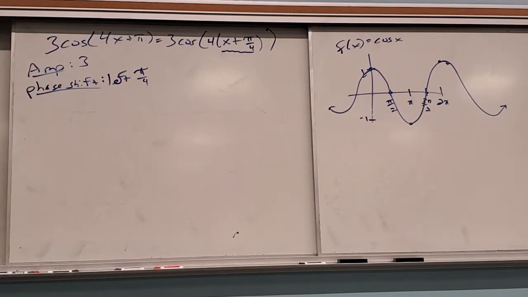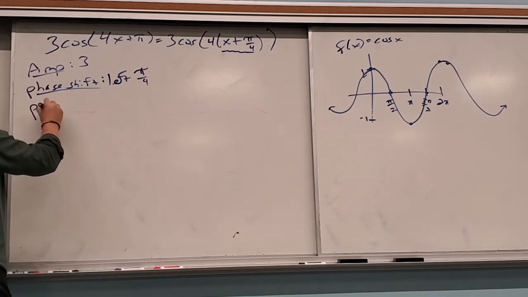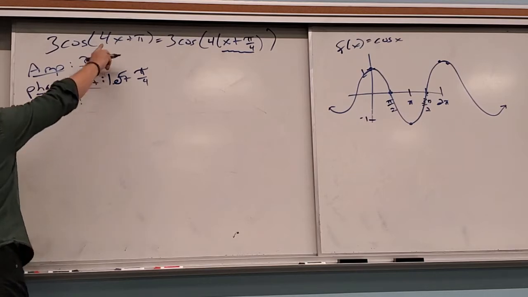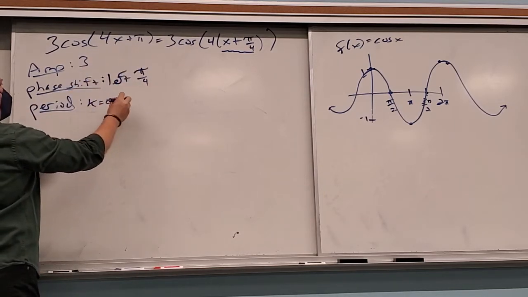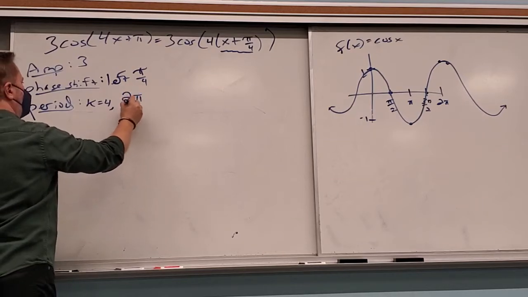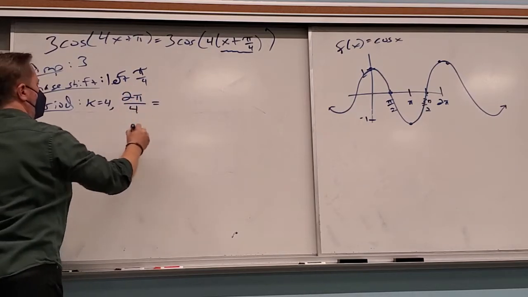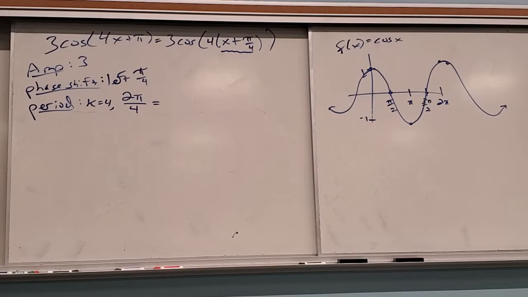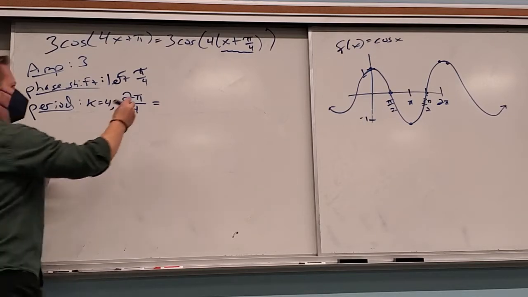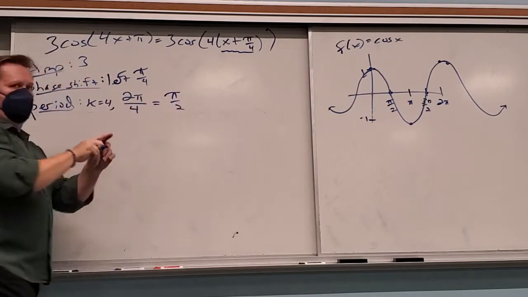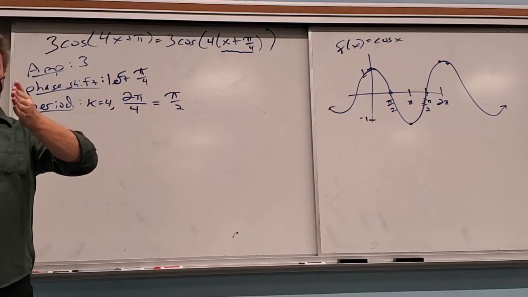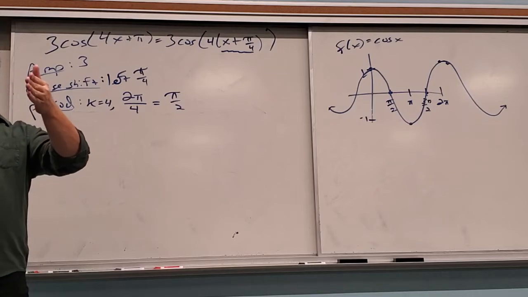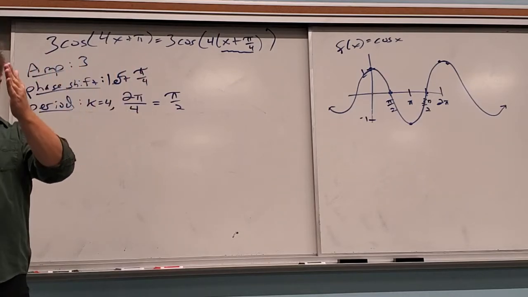And then I ask for the period. So what number affects the period here? Yeah, the 4, right? So 4 is what we call k. So to get the period, it's 2 pi divided by k. So the period is now pi over 2. Normally it takes 2 pi to get through stuff. Now I've squished it so much, it's going to make it through this whole thing in pi over 2. It's been squished.